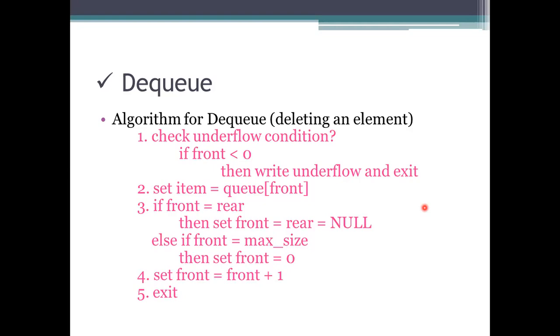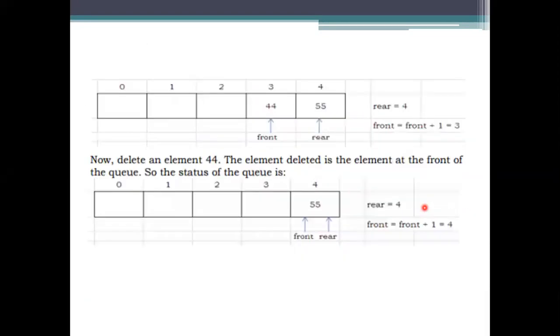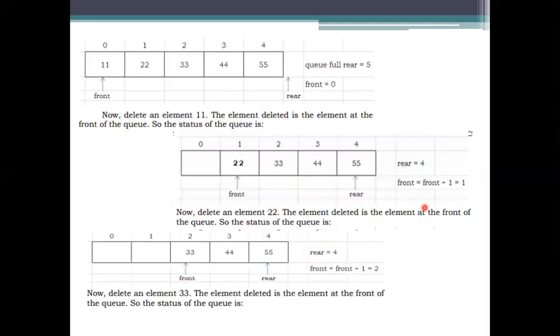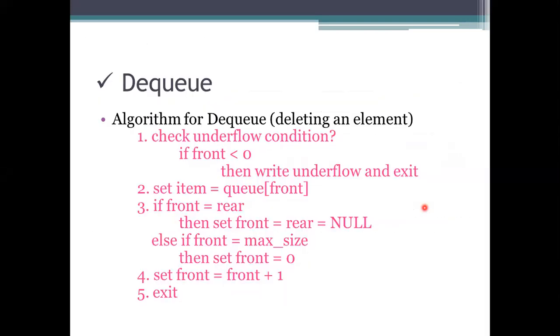How are we checking for the underflow condition? We need to specify whether the front value is less than 0 or not. If the front is less than 0, then we can specify that we are under the underflow, meaning there is no such value to be processed, and we will stop there itself. If it is not like that, we will delete the elements here.